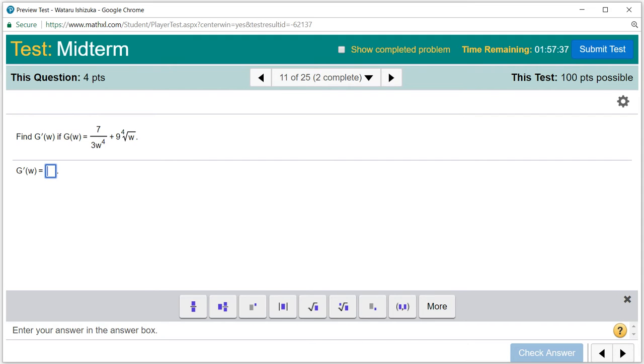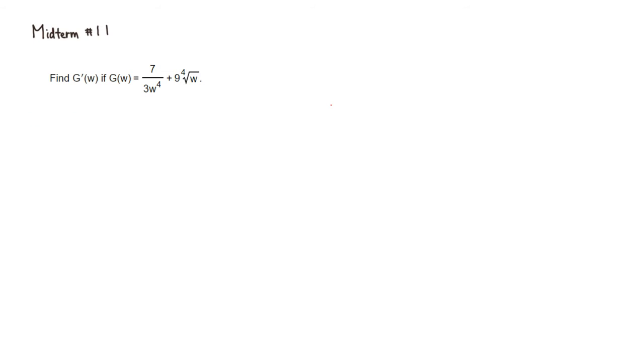Alright, let's look at the midterm, problem number 11. So we have this function g of w given, and we want to find the derivative of that. Alright, so let's do that. Before we take the derivative, I'm going to rewrite this function as this.